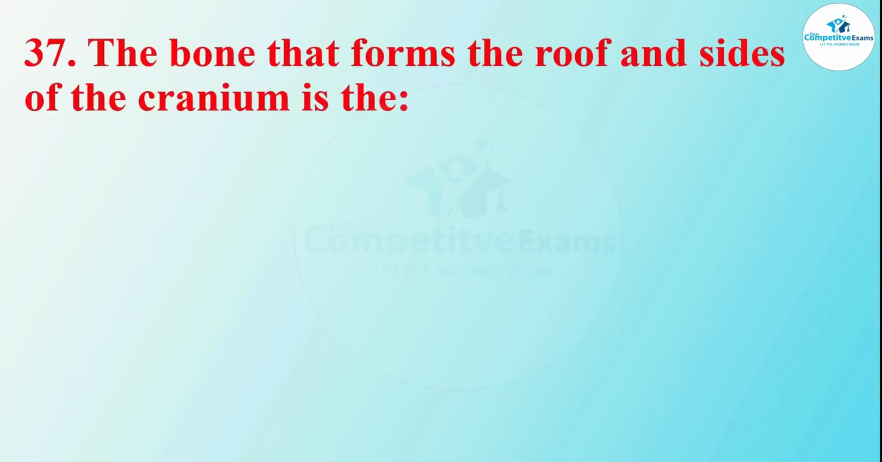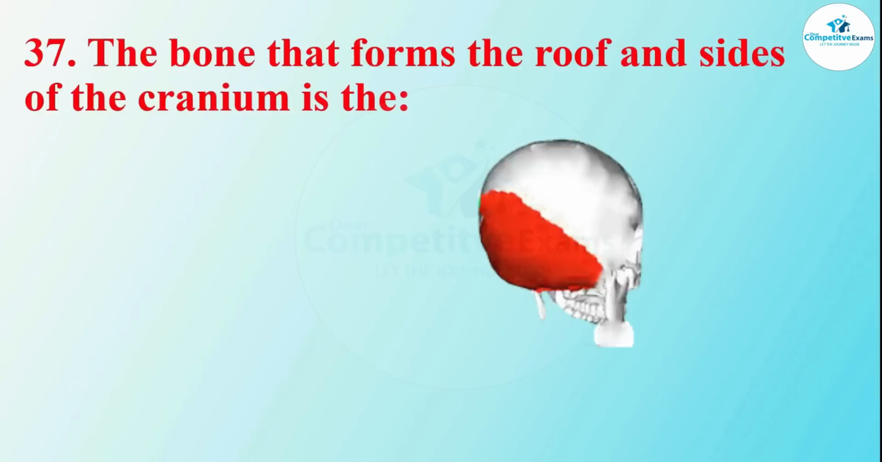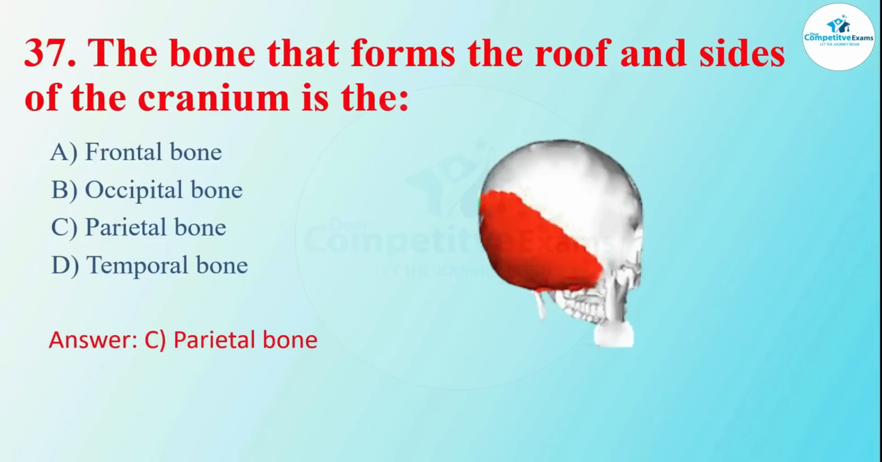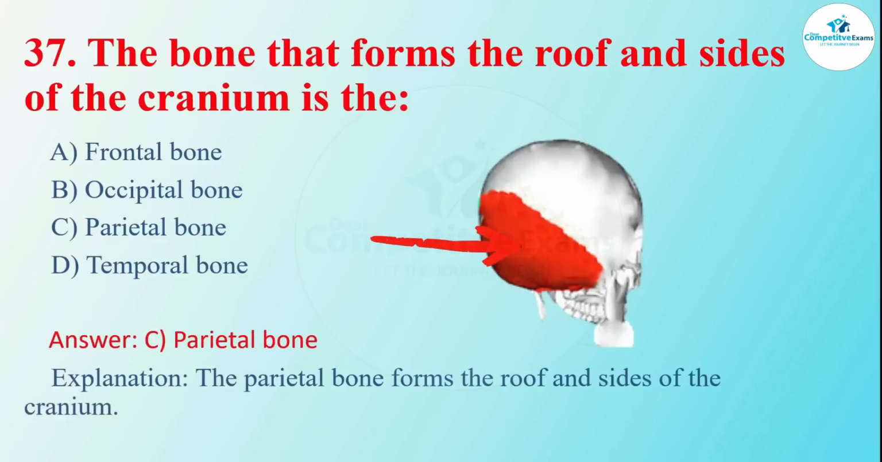The bone that forms the roof and sides of the cranium. What do you call the bone that forms the roof and the sides of the cranium? Your options are frontal bone, occipital bone, parietal bone, or temporal bone. The right answer is parietal bone. The parietal bone forms the roof and the sides of the cranium. Right, let's move on to question number 38.